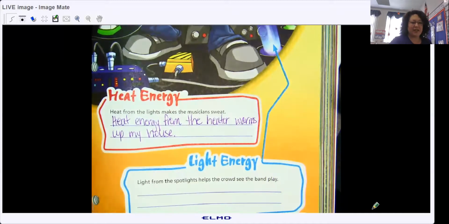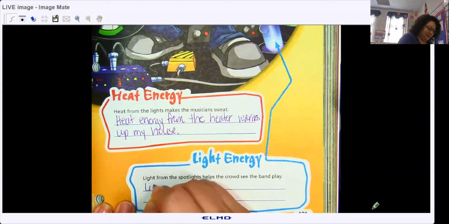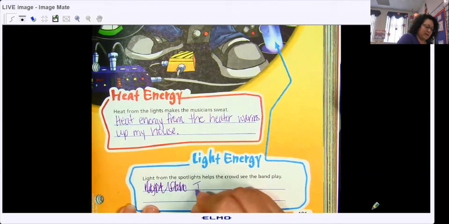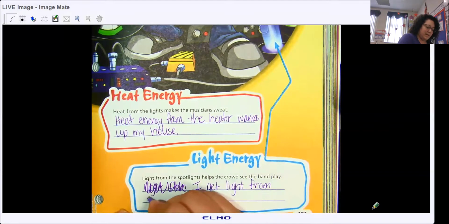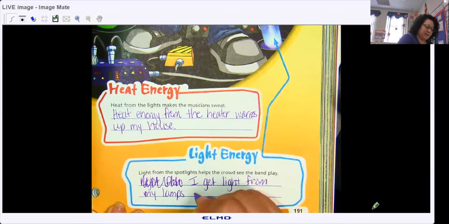And then we have light energy. Light from the spotlights helps the crowd see the band play. Where do you get light from at your house besides the windows? Lamps. I get light from my lamps as light energy.